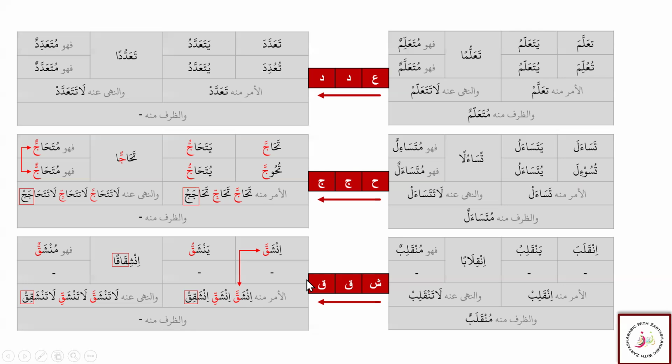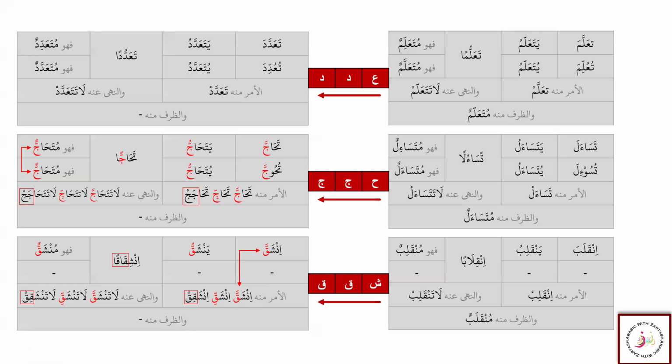For Inkalaba, we are going to put these root letters, Sheen, Kaf, and Kaf. So you see, Inshakaka is changed into Inshakka. In Inshakka, the fusing of the letters is happening here. So again, you can continue with the Sarf Saghir: Inshakka, Yanshakku, Inshikakan, fahuwa munshakkun. So for the Inkalaba family, there is no majhul form.